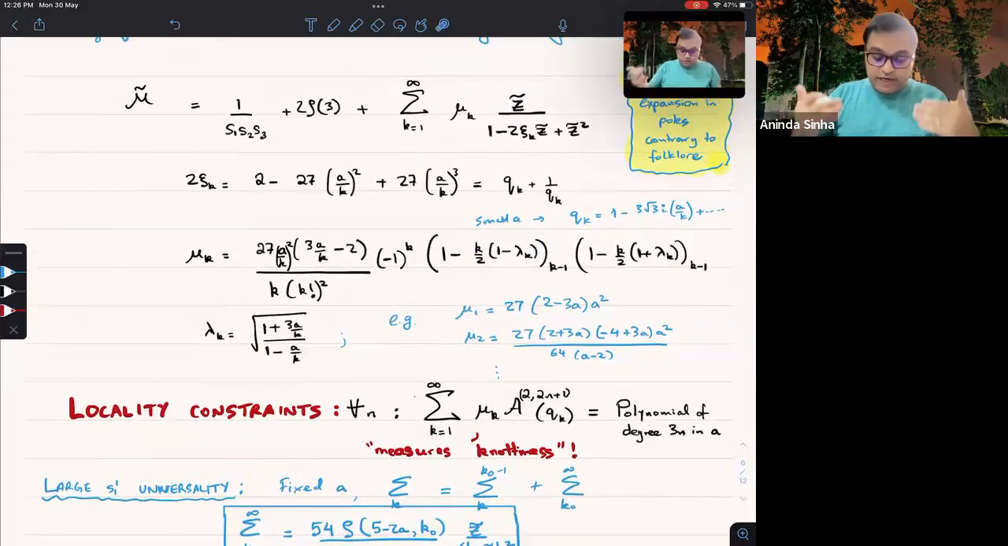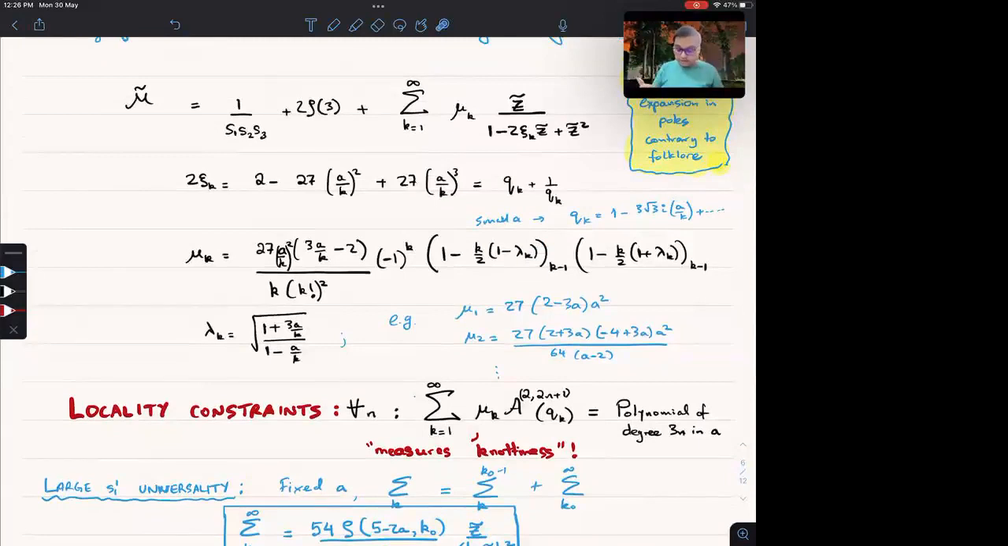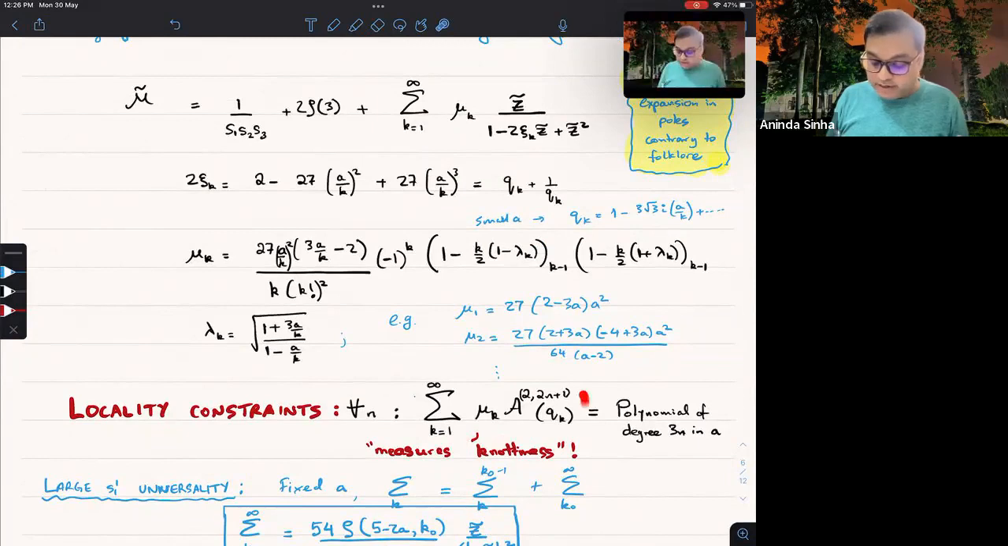Obviously there is a way to rewrite the locality constraints, and when you rewrite them, you can simply rewrite them in terms of the knot polynomials. These are these mu k's. The locality constraints are simply that when you sum over mu k's weighted by the knot polynomial, you should only get a polynomial of degree 3n in A. That is the statement of locality.